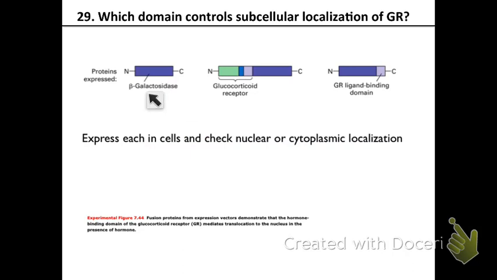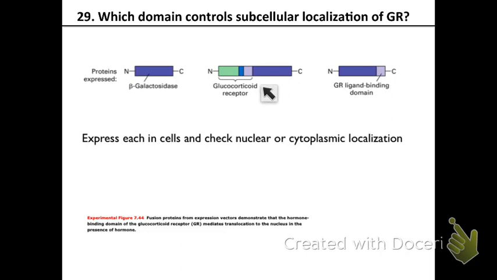So what you can do is fuse your protein, in this case the glucocorticoid receptor, to your reporter gene. That is a reporter gene encoding beta-galactosidase. And you have an assay to visualize where this reporter gene is, right? That's what reporter genes do. They are genes that are easy to visualize or have an assay for.